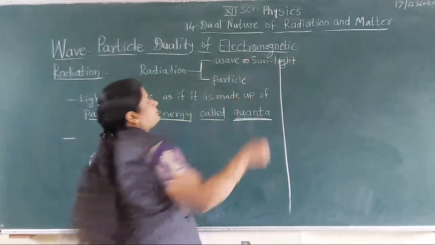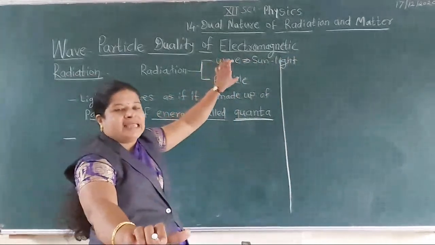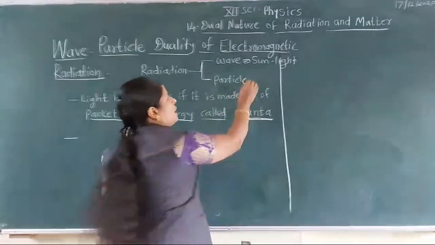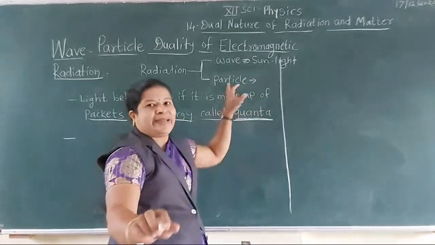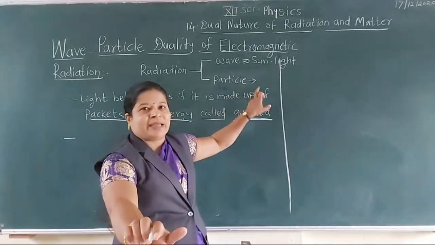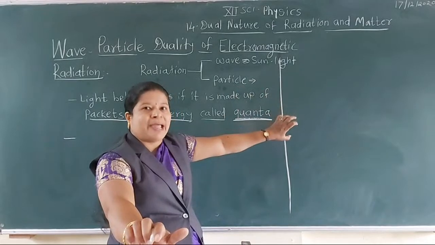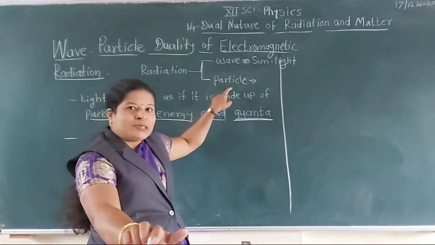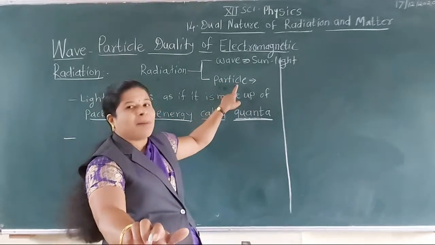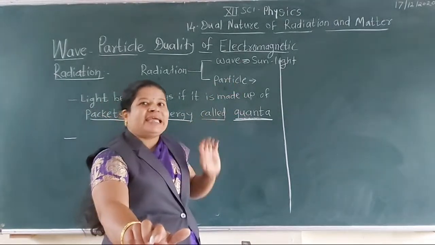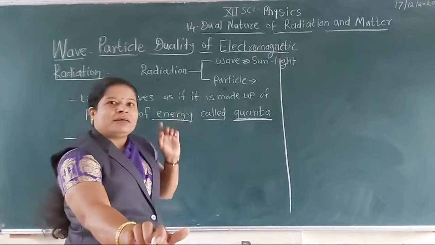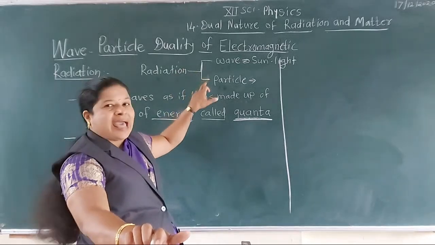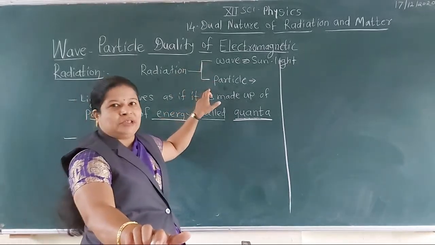Sunlight travels in wave nature, and in particle nature we see it in the explanation of the photoelectric effect. In the photoelectric effect we see that radiation is observed in the form of particles. It indicates that radiation has a dual nature.